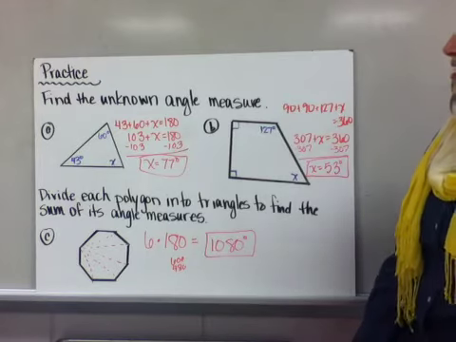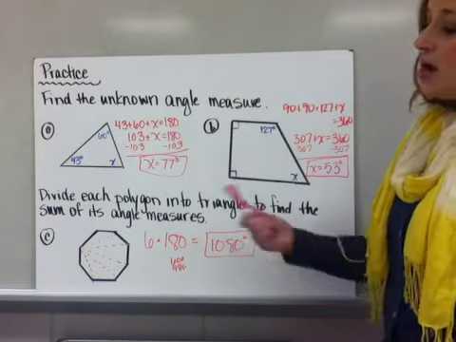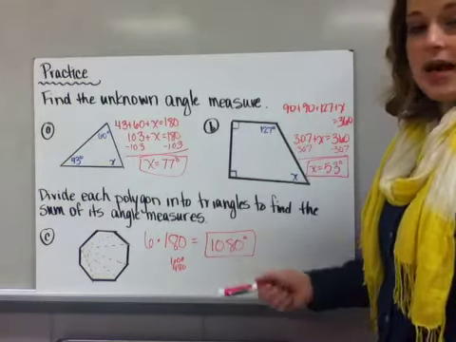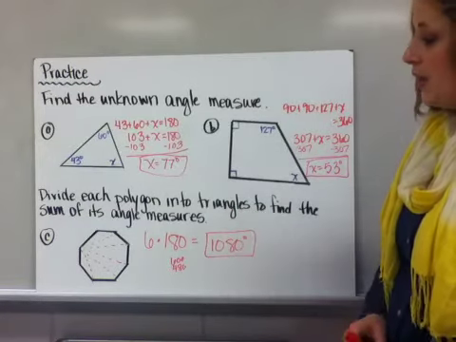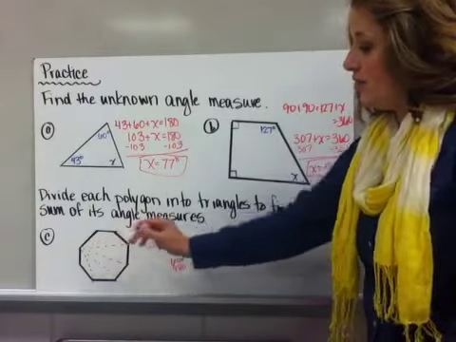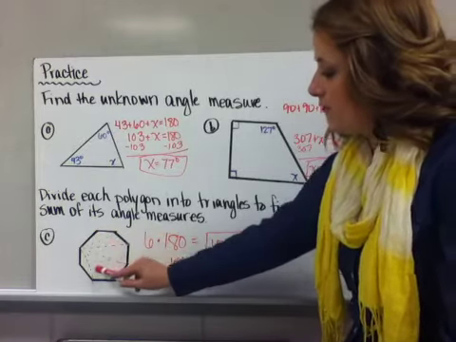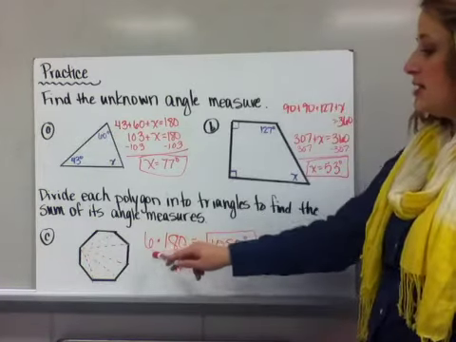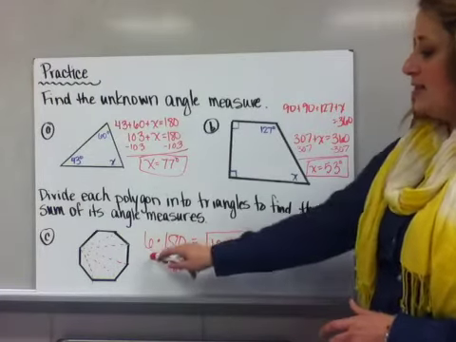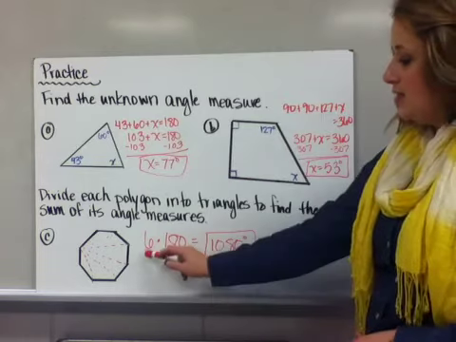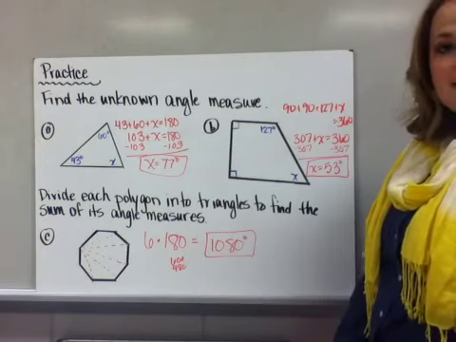On part C, the directions say to divide each polygon into triangles to find the sum of its angle measures. This is an octagon, so you could have done the shortcut: counted the sides, so there are 8 sides. 8 minus 2 is 6, so there are 6 triangles. But I went ahead and connected the vertices of non-adjacent angles, and I ended up with 1, 2, 3, 4, 5, 6 triangles, 6 times 180. Trying to do that in my head, you can see where I jotted some thoughts down. 6 times 100 is 600. 6 times 80 is 480. 600 plus 480 is 1080 degrees.